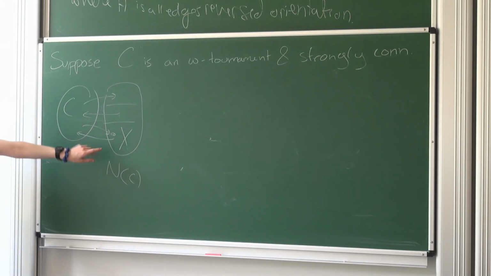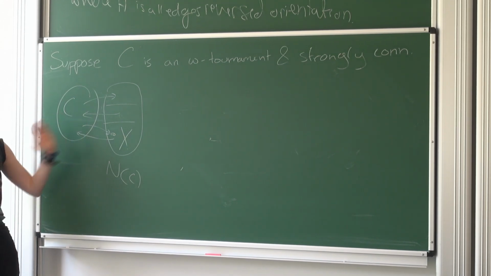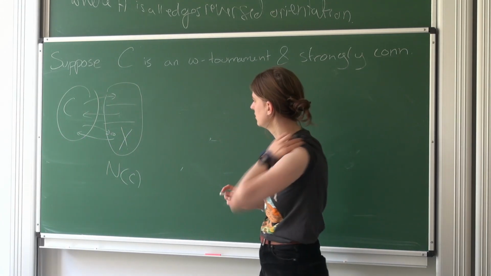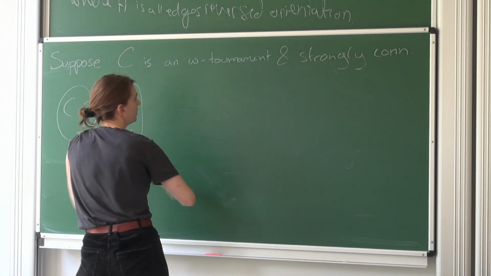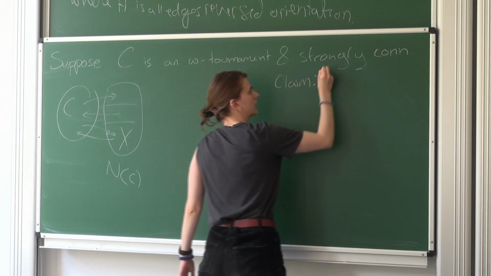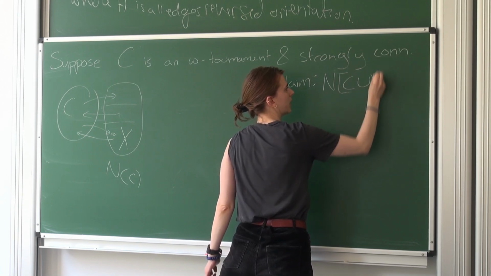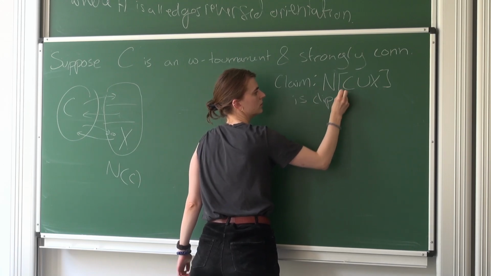So X is the set of vertices that have both an in-neighbor and an out-neighbor to C, and are not in C. And then I'm going to claim that the closed neighborhood of N(C) union X is dipolar.